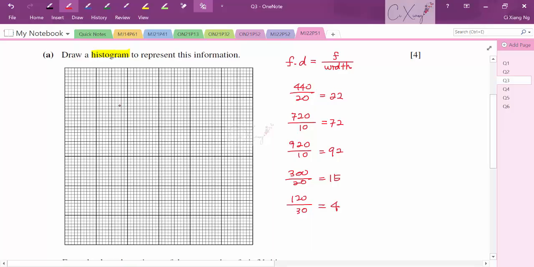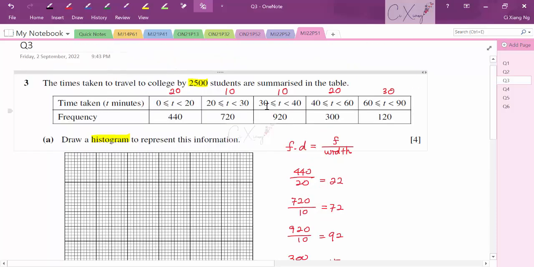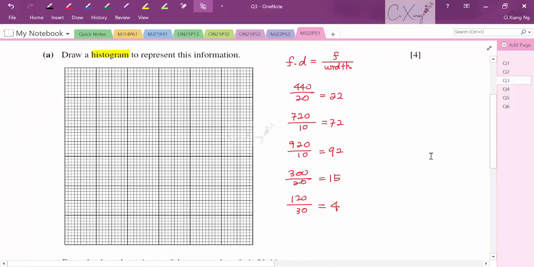Our first value, the time interval, starts from 0 and ends at 90, so we can determine the ratio that we want to use. Maybe for me, I'm using this. Because we're having 92 as the highest frequency density, I'm going to use the 5 box.